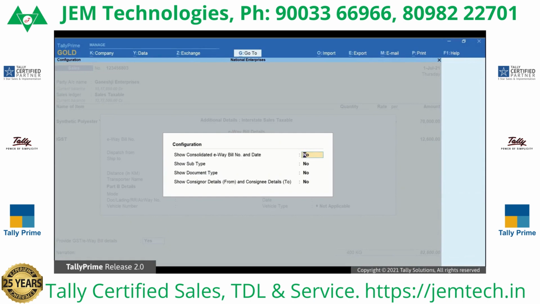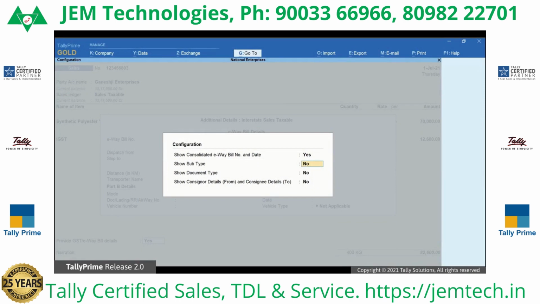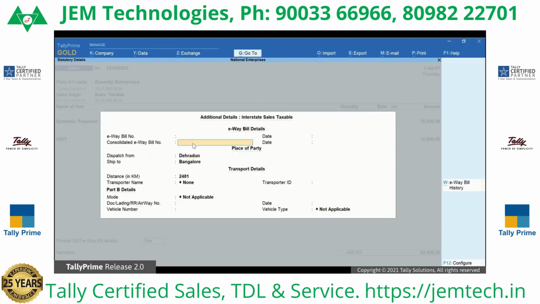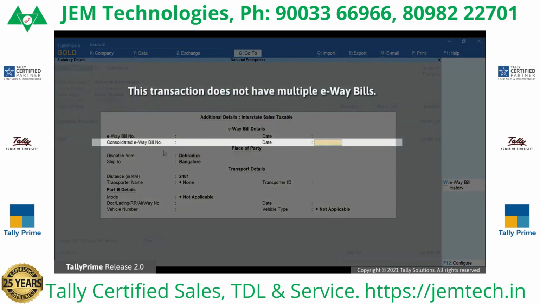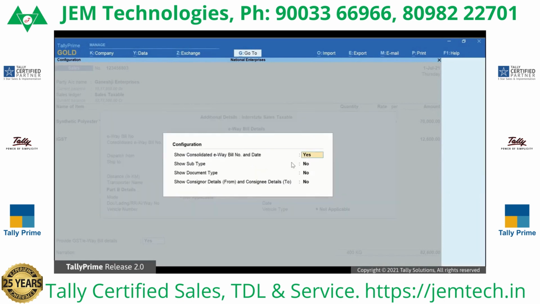If there are multiple e-way bills for the consignment, then set Show Consolidated e-way bill number and date to Yes. It is important to know that you will need to generate the consolidated e-way bill offline. Thereafter, you can enter the consolidated e-way bill number and date in the additional details screen. For this instance, let us set it as No, as consolidated e-way bill is not relevant to this particular transaction.